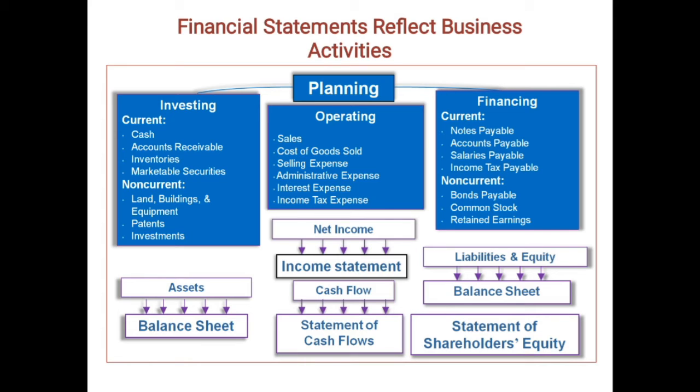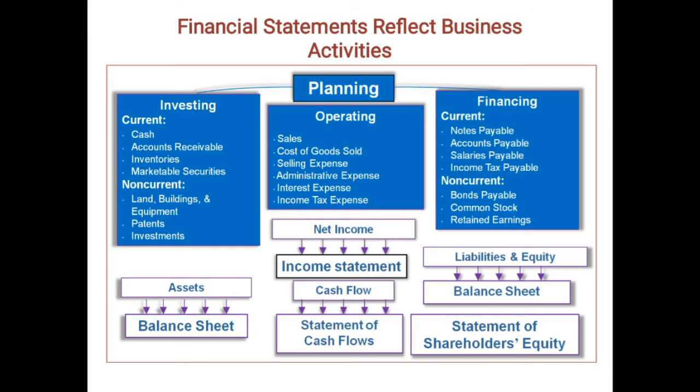In running business activities, some organizations have to make plans. Good planning will affect the financial statement positively, and the reverse. In running the business activities, we have to maintain our investing, operating, and financing of our company. The first, investing, is where we invest our funds into assets that consist of current assets and non-current assets, such as cash, inventories, marketable securities, and land, buildings, equipment, patents, etc.